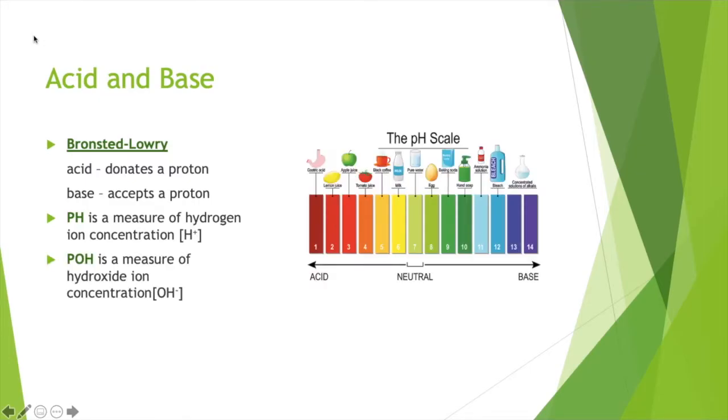We can see the pH scale on the right. 0 to 7 indicates acidity, and 7 to 14 indicates base. And the pOH is a measure of hydroxide ion concentration. We can calculate it by using 14 minus the pH value.